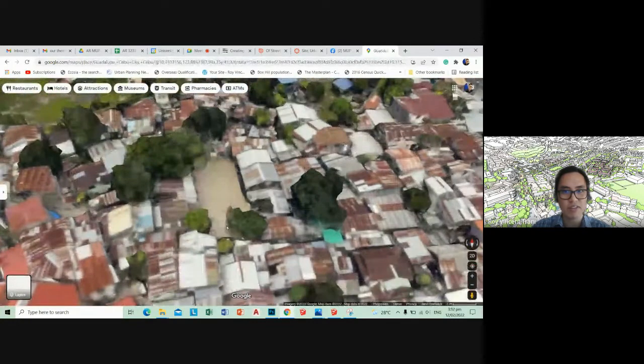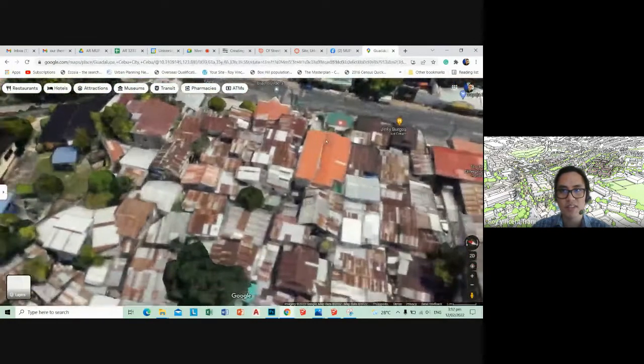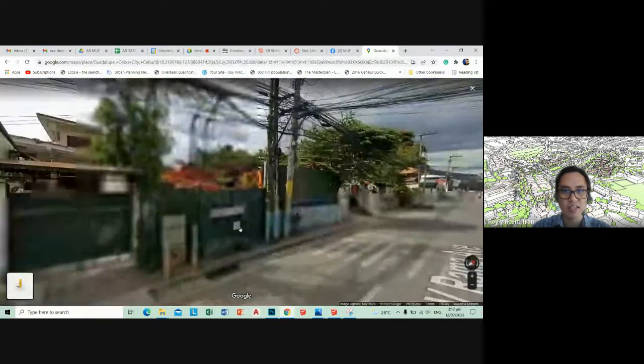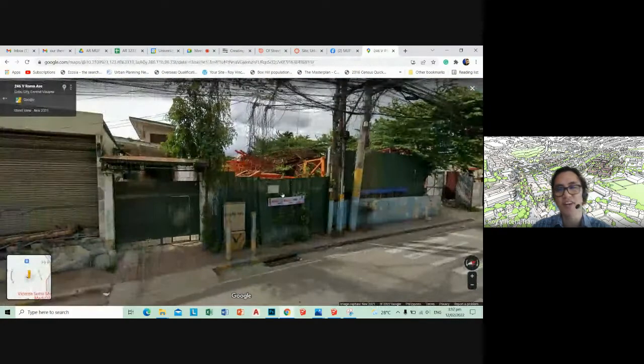And there's a group of houses here with some kind of road, but you don't see it from here. Maybe it's covered by some kind of construction. It has a back alley entrance. Okay, continuing.